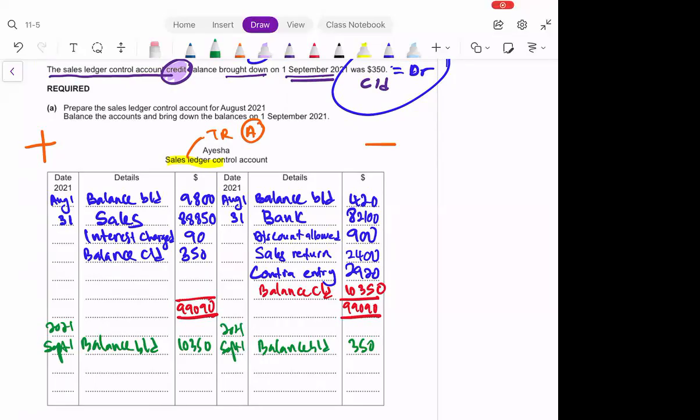Okay, I think that's it for today. The first question we are done already. The second question, please do it yourself. These two questions are very important for your mock 1 on the control account chapter. So we will continue our revision next class.